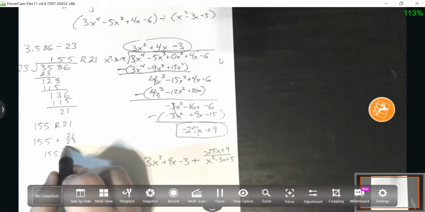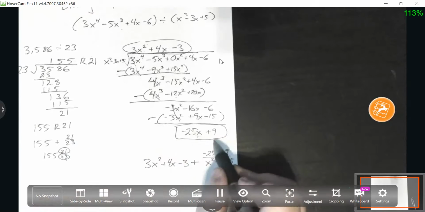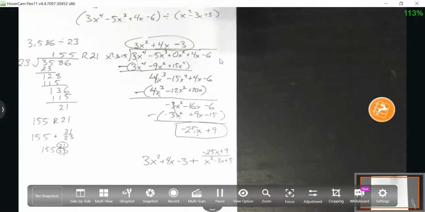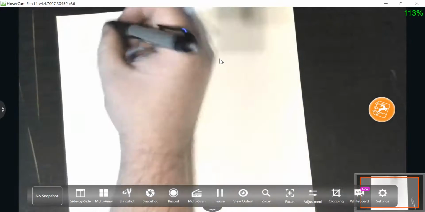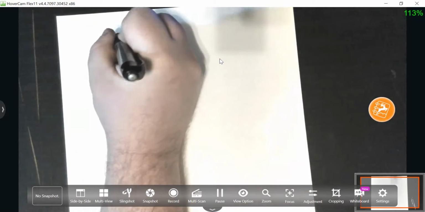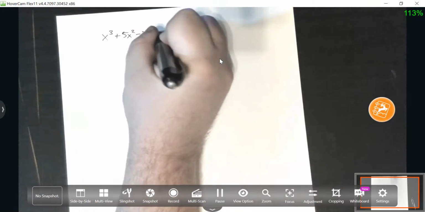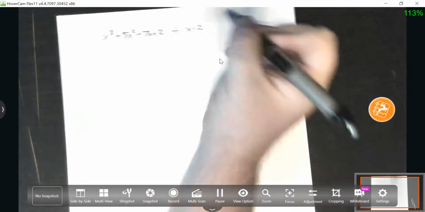So just like here, it was what was left over divided by what we are dividing by. Here, it's what is left over over what we are dividing by. This is polynomial long division. So I'm going to do a couple of them just so we can see examples of it. All right, let's try x cubed plus 5x squared minus 7x plus 2 being divided by x minus 2.